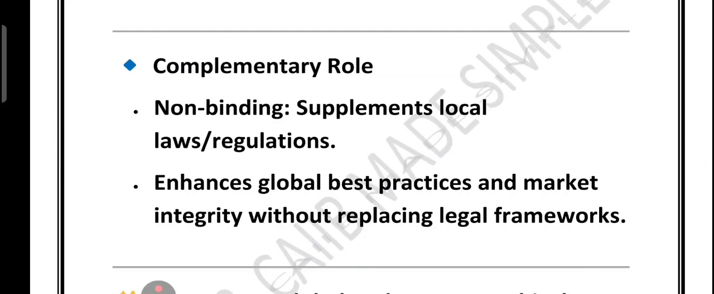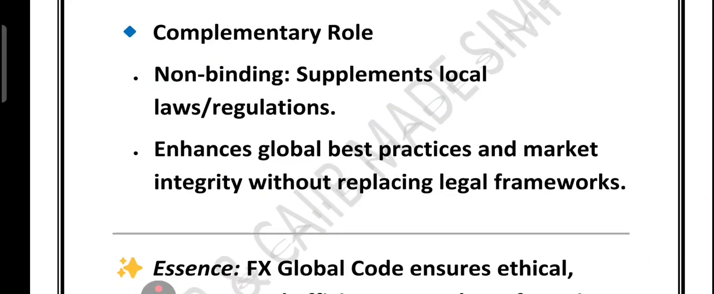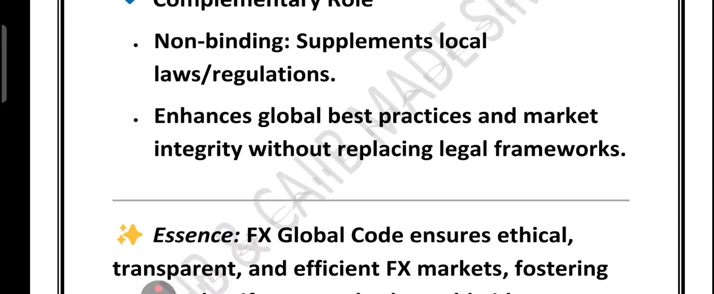Finally, the complementary role. This code is non-binding, meaning that it supplements the local law and regulation. It enhances global best practices and market integrity without replacing the legal requirement. In short, we can say that the FX Global Code ensures an ethical, transparent and efficient foreign exchange market.